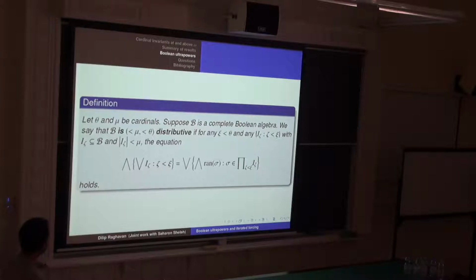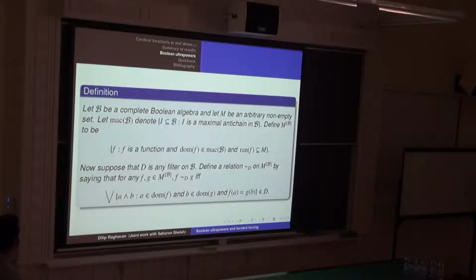Okay, so now I need to give some definitions. So theta and mu are cardinals. B is a complete Boolean algebra. So we say that B is less than mu, less than theta distributive. So that means that if you give me fewer than theta many sets, each of size smaller than mu, then you can interchange the sup and the inf. Right? So there are fewer than theta many of these. That's the less than theta. Fewer than theta many sets, each having size less than mu. Then taking all their sups and then infing them is the same as suping the infs of all the possible ways to choose one element from each of the sets. Okay, so that's distributivity.